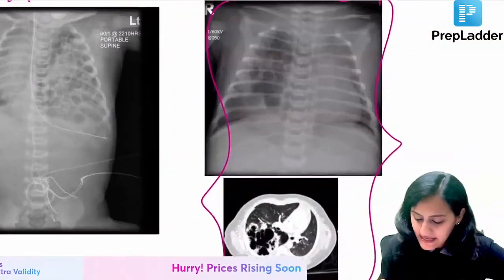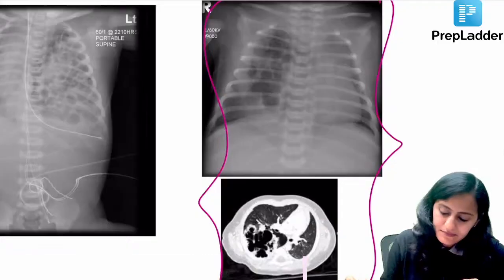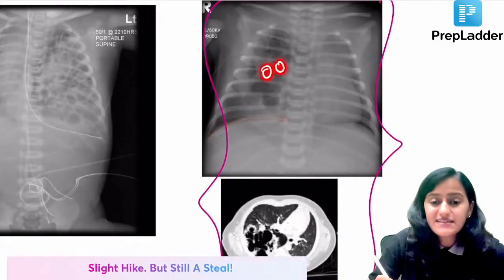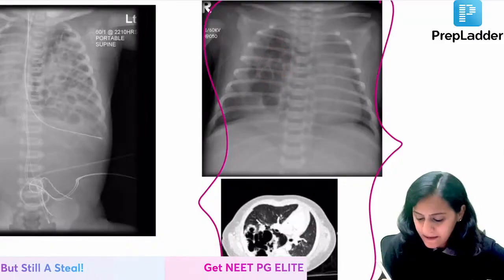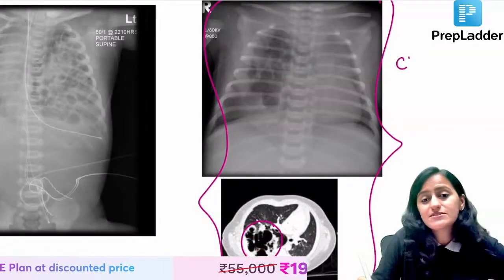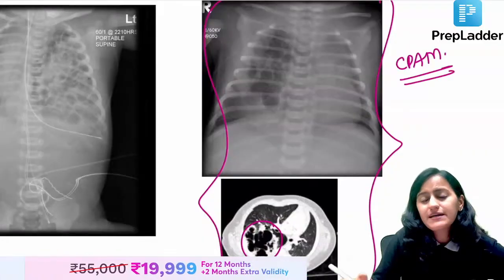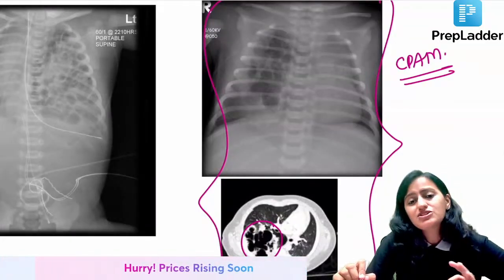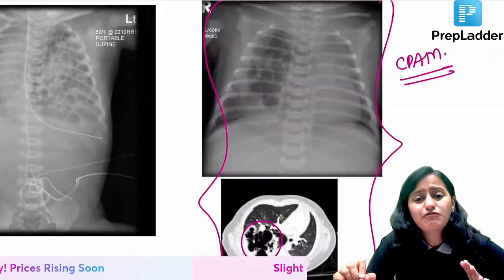And what is the second one here? You can see the diaphragm, but there are these cystic spaces in the lung. So what is this one here? This is called as CPAM. Okay. CPAM, पूछा गया था recent exam में. Remember, it is CPAM, congenital pulmonary airway malformation.